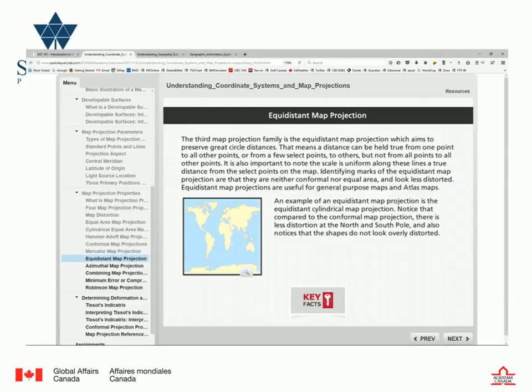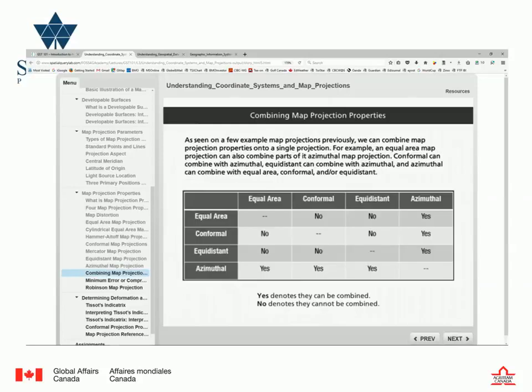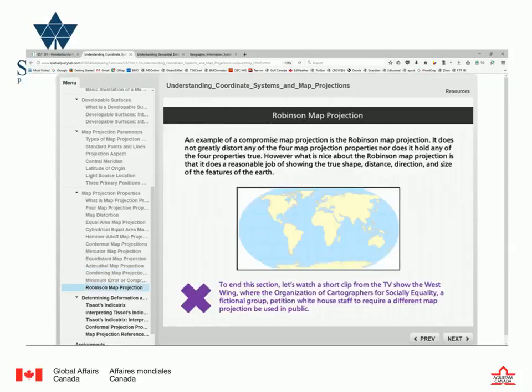Equidistant map projection, I won't worry about that. This just keeps the distances correct. Azimuthal map projection. This preserves direction from one point to the other point. We don't use these projections, so we won't. This is for information. Okay. These are the different combinations of projections. This is the Robinson one. So this is another one that's quite common. You see this a lot for the world.